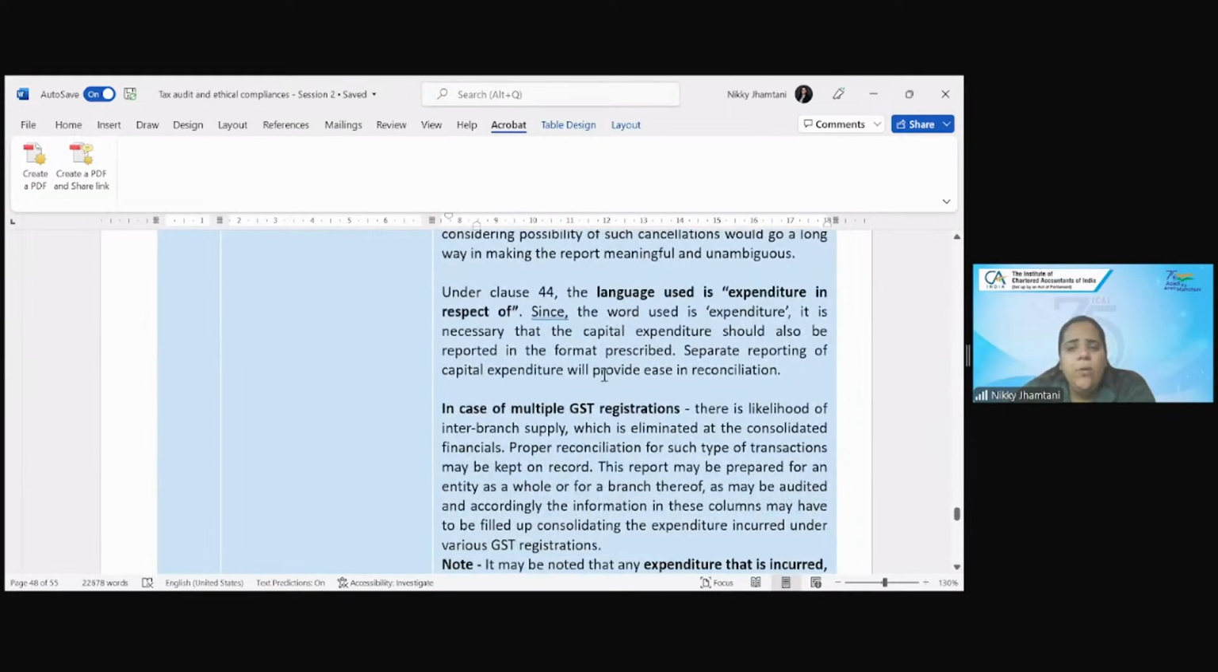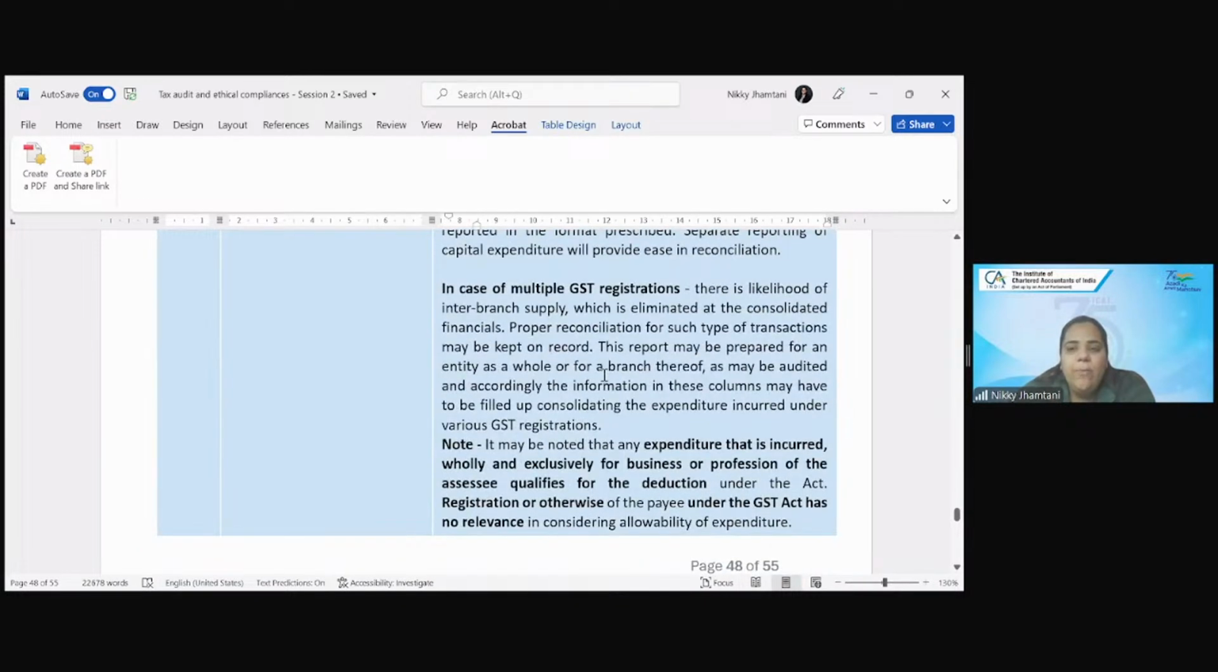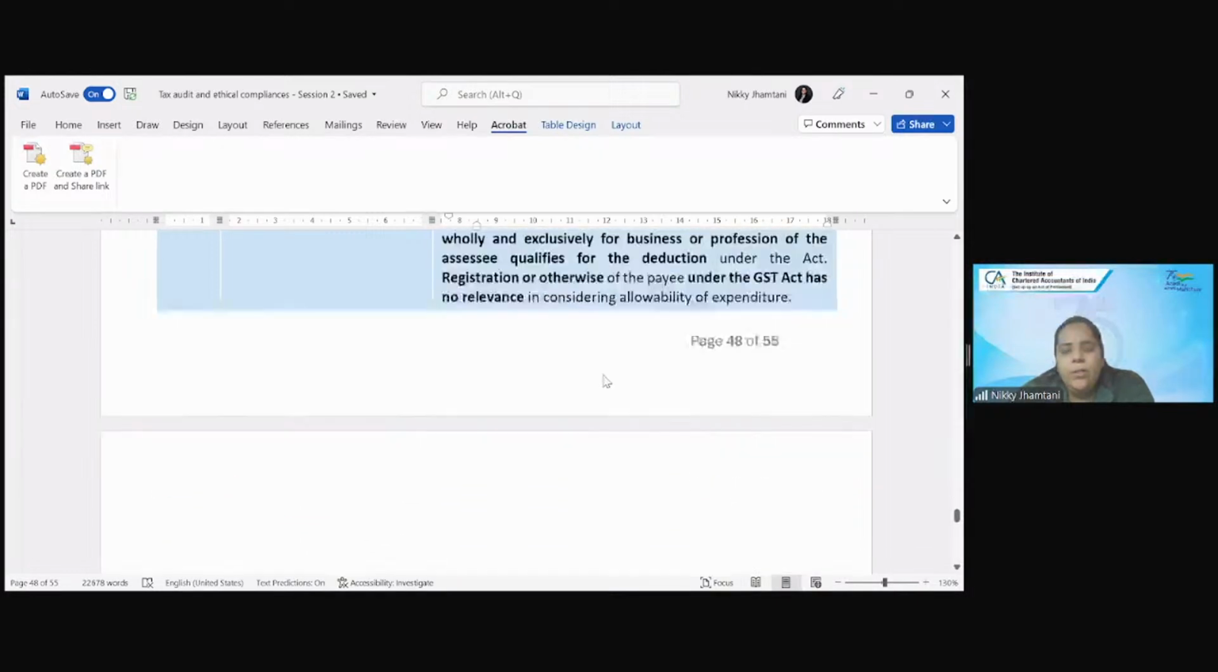Under clause 44, the language uses expenditure in respect of, and if there is a case of multiple GST registrations, there is a likelihood of inter-branch supply which is eliminated at the consolidated financials. Proper reconciliation for such type of transactions may be kept on record. This report may be prepared for an entity as a whole or for a branch thereof, as may be audited, and accordingly, the information in these columns may have to be filled up, consolidating the expenditure incurred under various GST registrations.